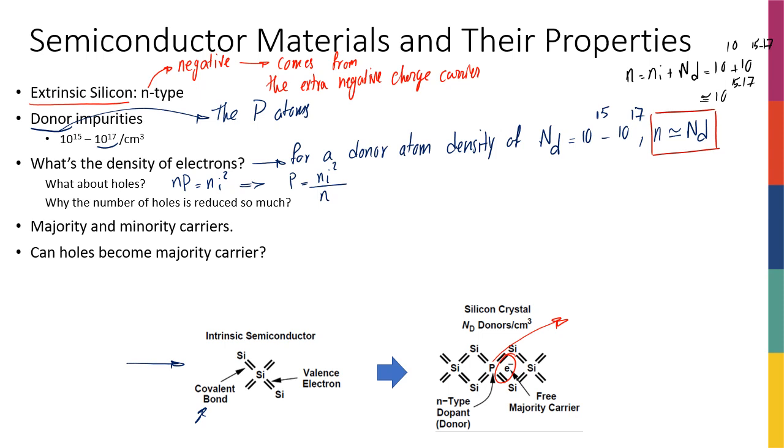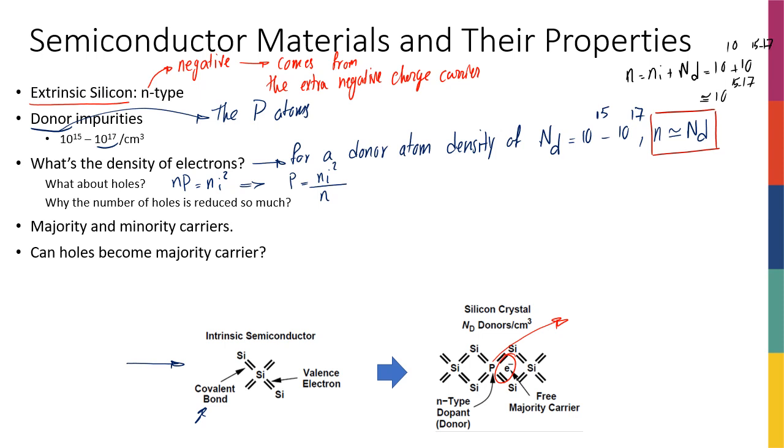So before, in an intrinsic silicon crystal, I had the number of electrons and number of holes equal to each other. Both of them were around 10 to the power of 10, right? Because we said that every new electron that I have, I'm going to have a new hole there, so they're going to be exactly equal to each other. However, now I see that the density of electrons is going to be much larger than the density of holes. So the density of electrons is in the order of 10 to the power of 15 to 17.